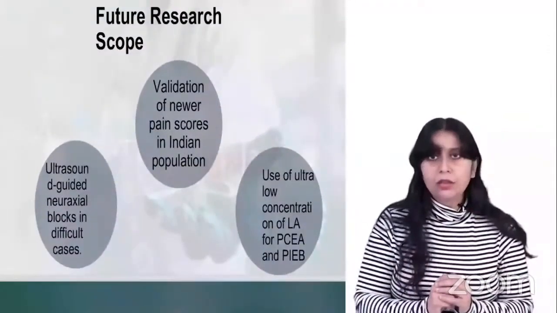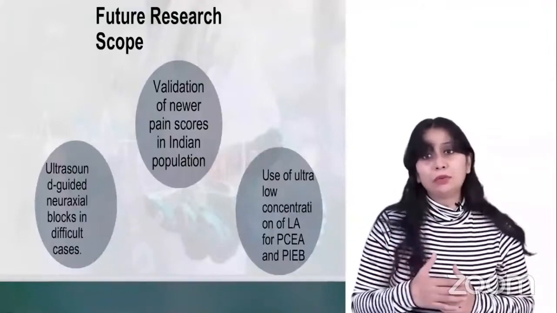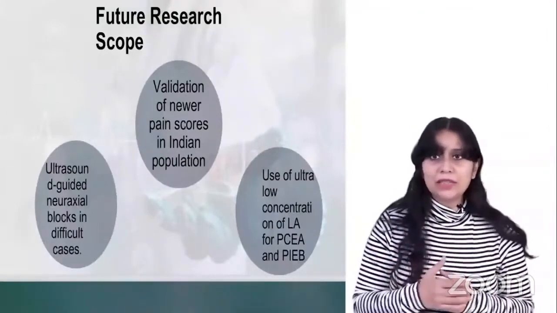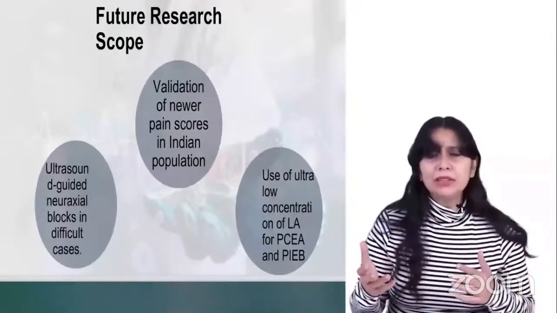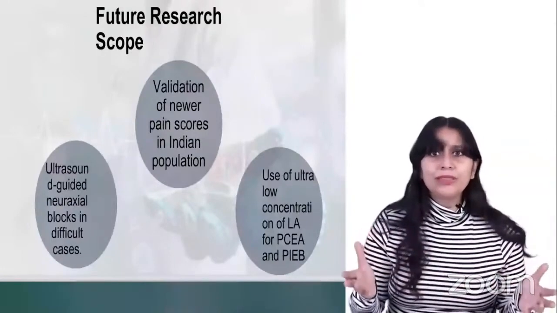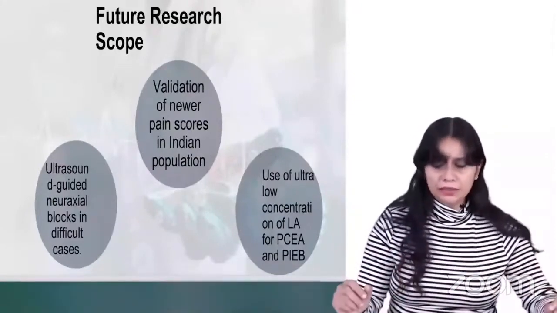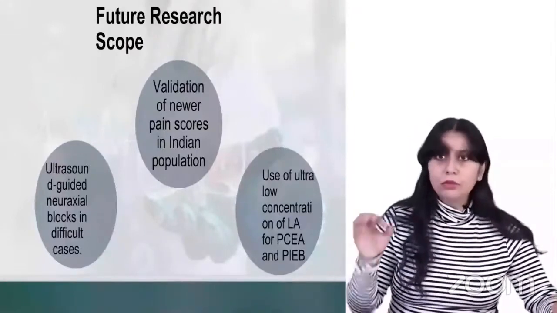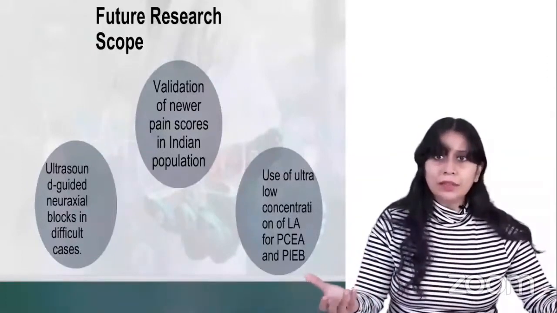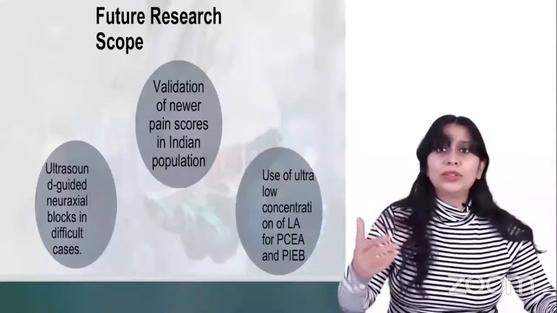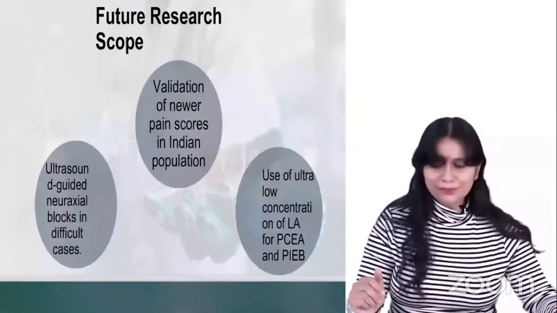So what is the scope of research in this area? We need to validate the newer pain scores in the Indian population. Then the role of ultrasound in putting an epidural catheter for labor analgesia. A lot of patients are morbidly obese, and ultrasound can help. But mostly these are young patients, and even if they are obese, you can easily put an epidural catheter. But the role of ultrasound can be studied, and there are a few studies on it. Then use of ultra-low concentrations of local anesthetic. We can go for even lower concentrations, to find the lowest concentration which would give adequate analgesia in laboring patients. So these are the future research scopes in this area.